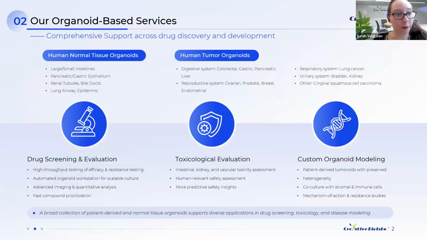Going a little bit deeper into the different models that we provide, we have both human normal tissue organoids as well as tumor organoids for different systems in the human body. We have, for example, intestinal systems, we have pancreatic or gastric epithelium, we have renal tubules, bile ducts, lung airway, and epidermis, just to name a few. And most of those we have for tumor organoids, and also there we have other things such as reproductive system options. These can all be used in drug screening and evaluation protocols, as well as toxicological evaluation. And further, we can provide custom organoid modeling.